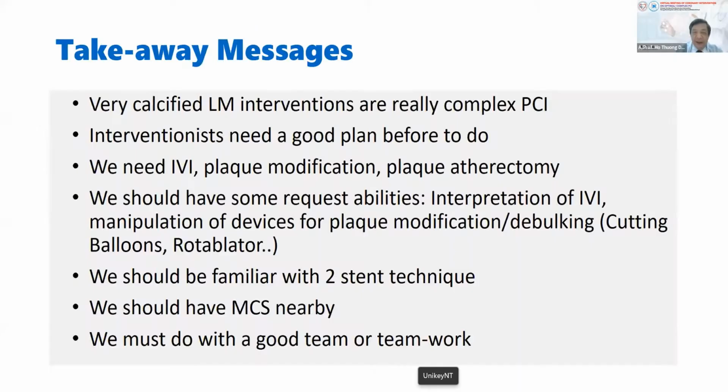So the takeaway message: a very calcified lesion, left main intervention, really complex PCI. Interventionists need a good plan before doing it. We need IVI, plaque modification or plaque debulking. We should have the ability to interpret the IVI and manipulate devices for plaque modification, debulking, balloon, rotablation. We should be familiar with the two-stent technique, and we should have mechanical circulatory support nearby. We must work with a good team and teamwork.